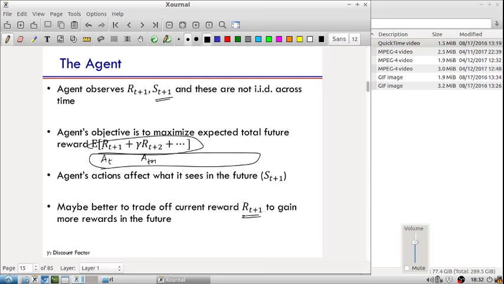But if this is the objective, there could be situations where the sum of all these may be higher than this. So maybe for action 1, this number is high, all these numbers are 0. And for action 2, this number is low, but all these numbers are high enough such that the summation is greater than the original. So the rewards would increase with time.